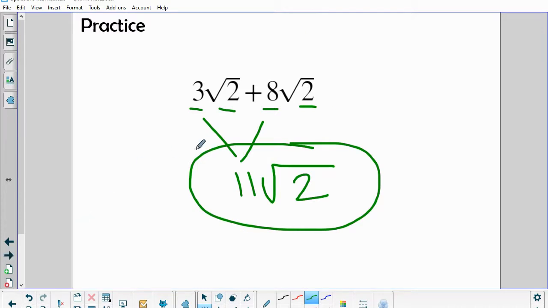Here's another one. We've got 3 times the square root of 2 plus 8 times the square root of 2. Well, since they're both being multiplied by the square root of 2, we can just add these 2 together. So 3 plus 8 is 11. So we actually have 11 being multiplied by the square root of 2 here.